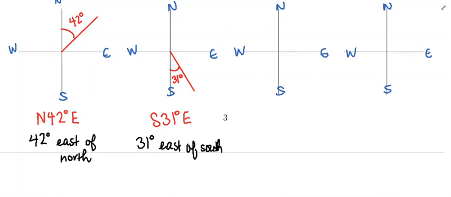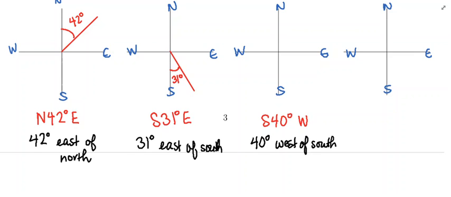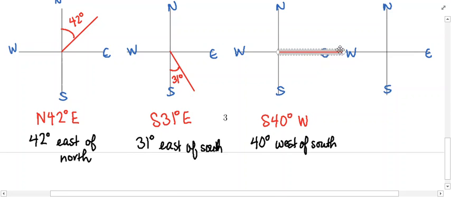In the third example, our bearing is going to be this. I'm going to write out what this means. We are going to rotate 40 degrees west of south. So I'm going to align myself with due south. This is where I'm starting. And now I'm going to rotate towards the west, and I'm going to rotate 40 degrees, which is this amount. So that is what that one looks like.